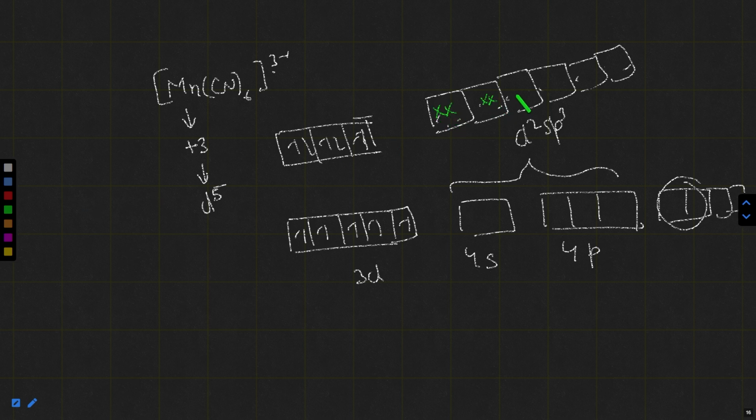1, 2, 3, 4, 5, 6, 7, 8, 9, 10, 11, 12. 6 CN, 12 electrons. Okay. So this is the final structure.